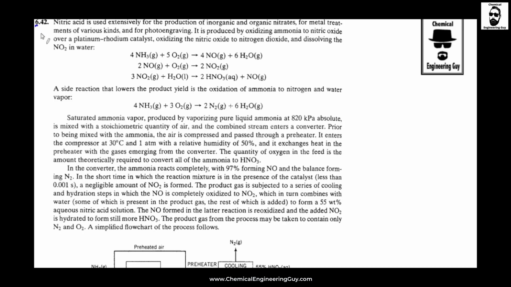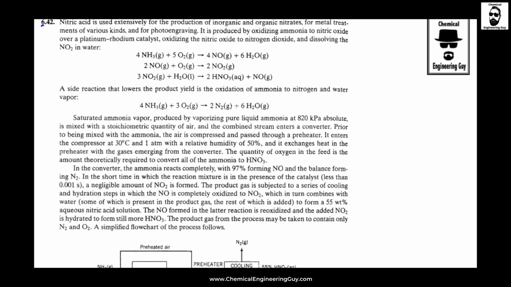What's up, guys? We are now in problem number 42, chapter 6, multiple phase mass balance. And I like this mass balance because it's going to have a lot of concepts we can analyze.